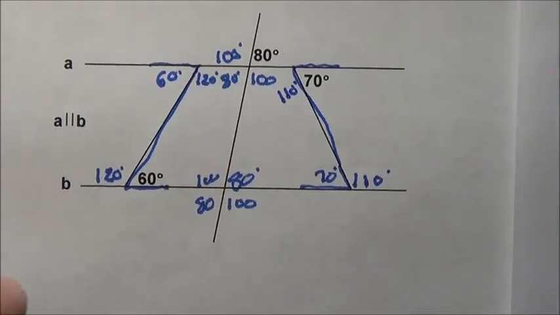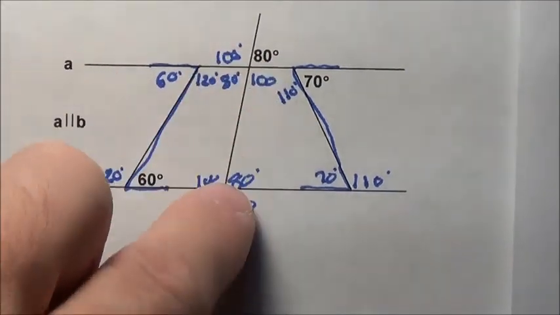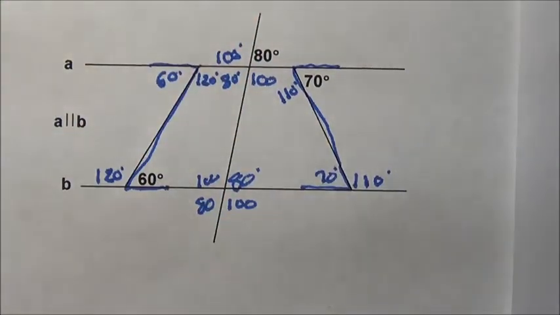Problem 5, you just have to use the Z-Meisters and use the corresponding angles here and slide things down your transversals to the other parallel lines.